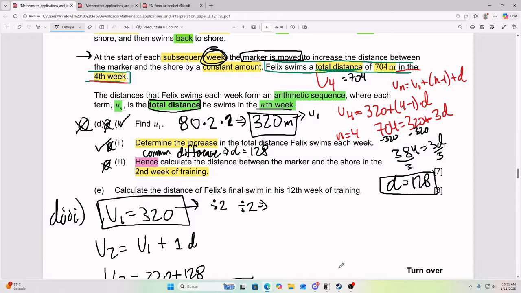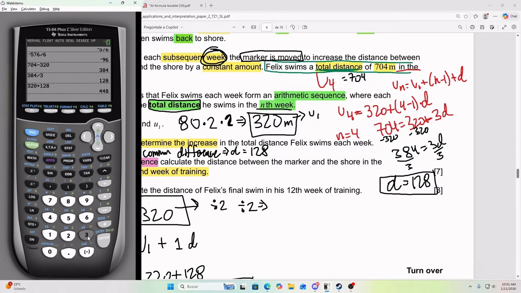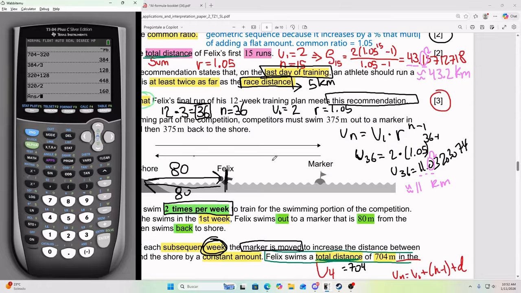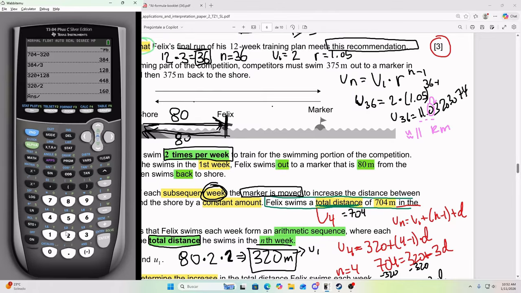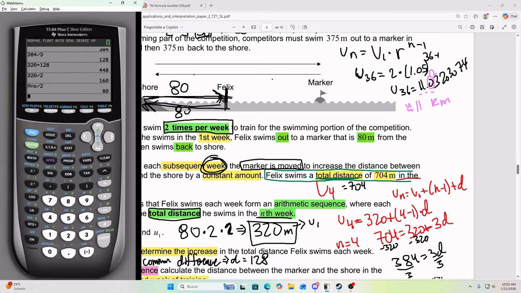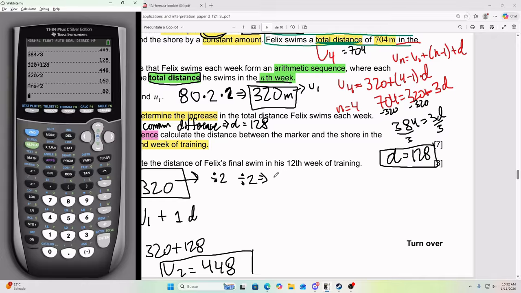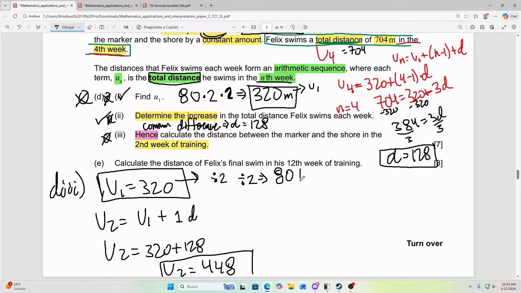So dividing this U1 twice by 2, once by 2 because it happens 2 times per week, and divide by 2 again because he swims there and back, is what gives you the distance to the marker. And so as we mentioned earlier, for U1 the distance to the marker is 80, not kilometers, 80 meters, yeah?